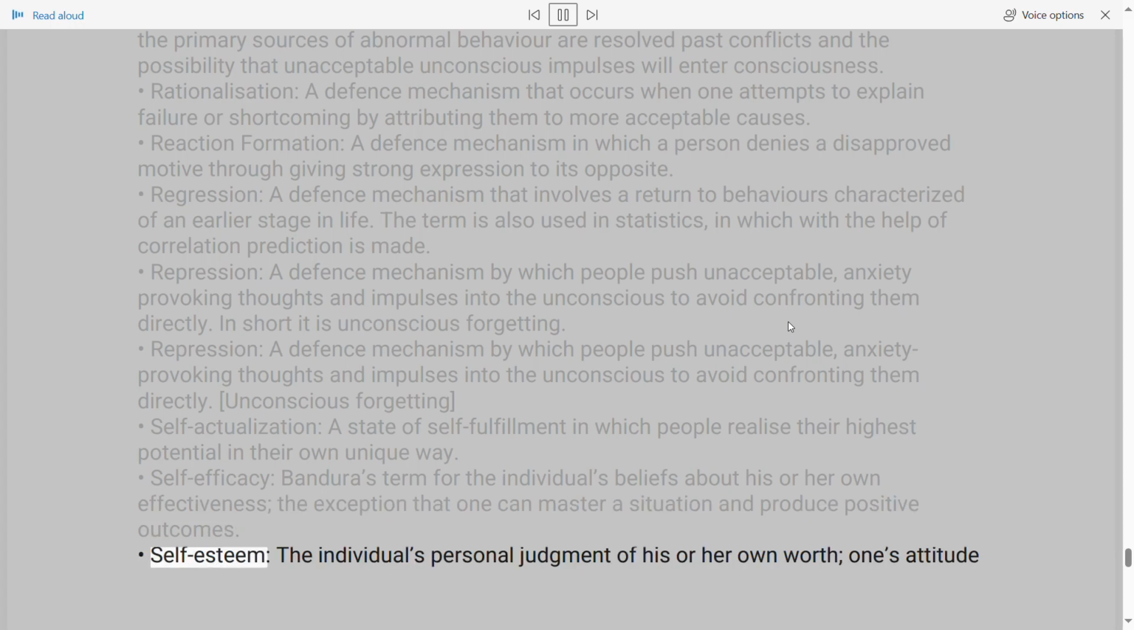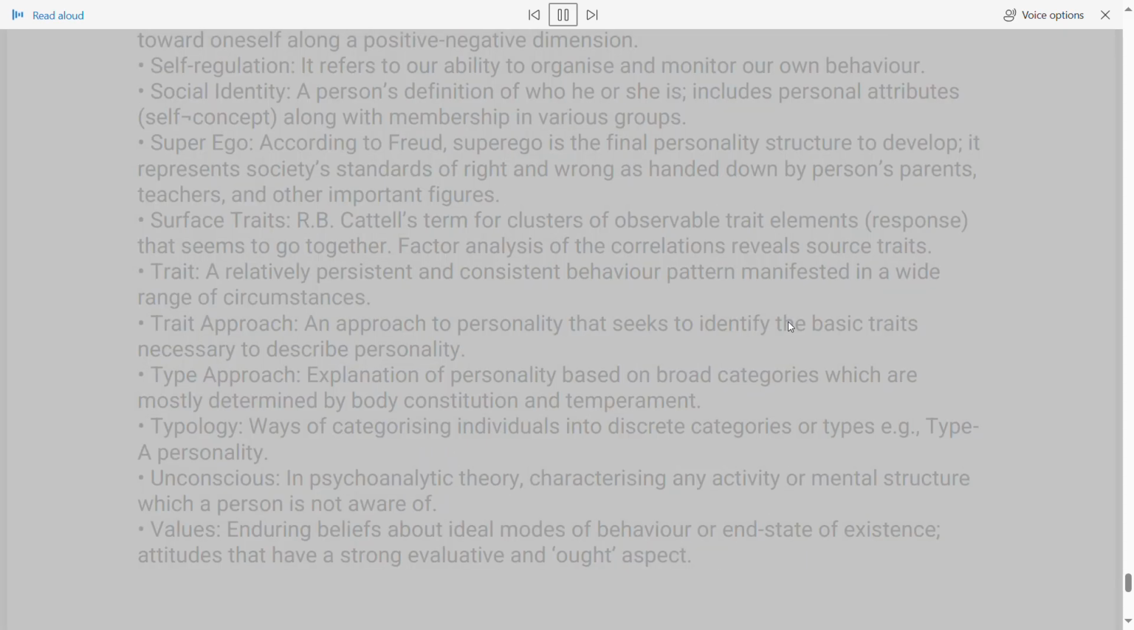Self-esteem, the individual's personal judgment of his or her own worth, one's attitude toward oneself along a positive-negative dimension. Self-regulation, it refers to our ability to organize and monitor our own behavior. Social identity, a person's definition of who he or she is, includes personal attributes, self-concept, along with membership in various groups.